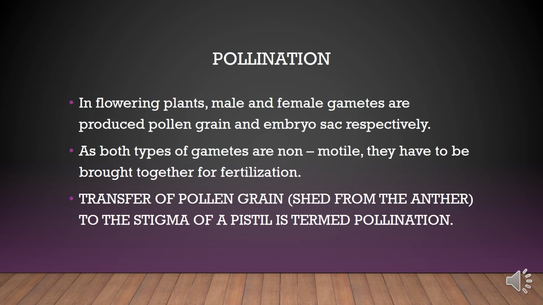Next is pollination. In flowering plants, male and female gametes are produced in the pollen grain and embryo sac respectively. As both types of gametes are non-motile, they have to be brought together for fertilization. Transfer of pollen grain, shed from the anther, to the stigma of a pistil is termed pollination.